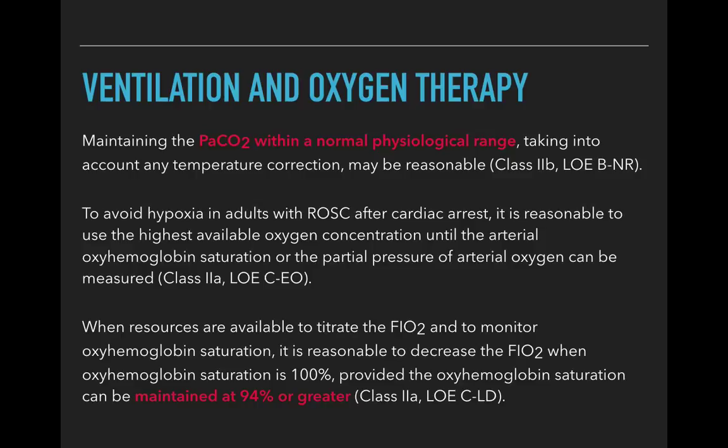Ventilation, oxygenation, we talked about this. Normal CO2, normal oxygen. While you're doing CPR, they're saying give maximal oxygen, but after you get ROSC, it's time to get that ABG and titrate your O2 down to a pulse ox of 94 or a PO2 of 100. You really want to have normoxia.